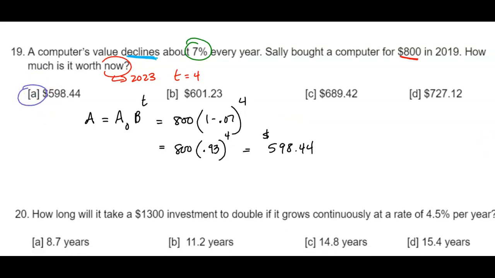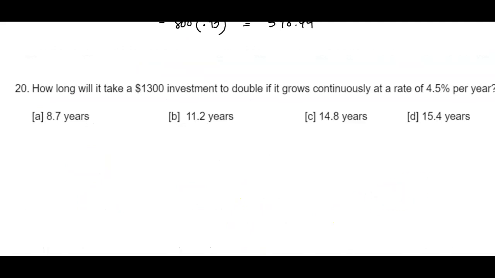Last question deals with finding how long it will take for a $1,300 investment to double if it grows, again, continuously at a rate of 4.5% per year. So we're still using the PERT formula. We want it to double. Now, I know it's 1,300. Double 1,300 is 2,600. So we want it to be 2,600 at some amount of time.